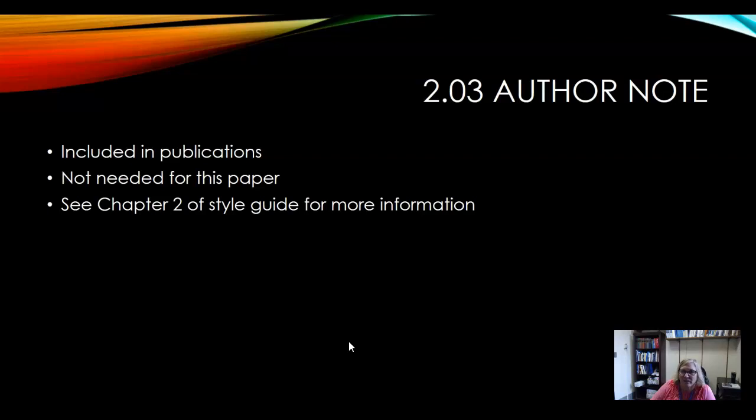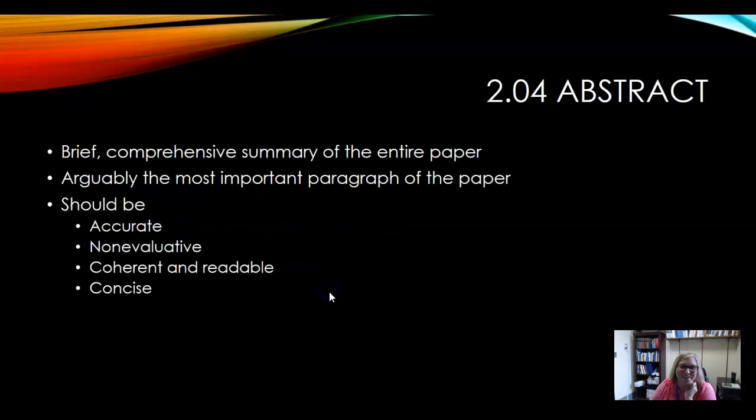The next section in the APA guidelines is the author's note, which is included in publications if you're thanking someone or if there's information that you need the reader to know about. It's not needed for the paper, but since I'm following along with the APA guidelines as in the manual, I just wanted to include that so we weren't skipping over anything. And if you want more information about that, you can see chapter 2.03.